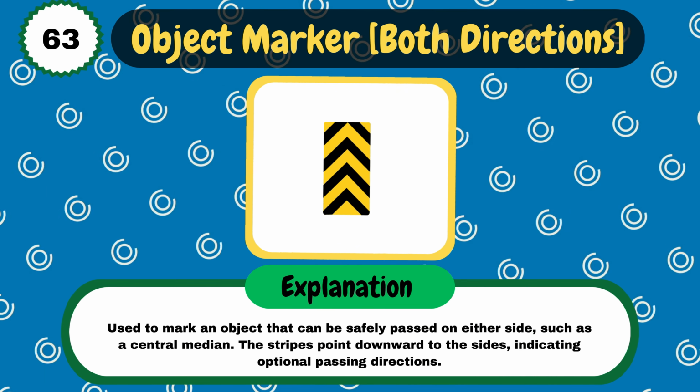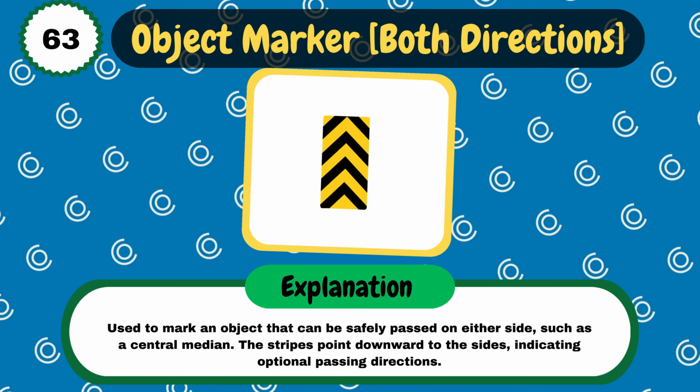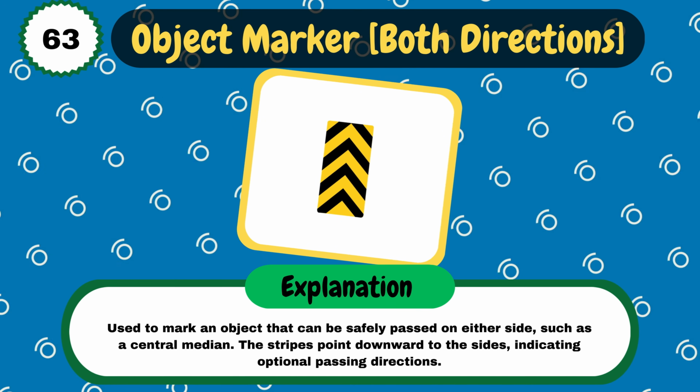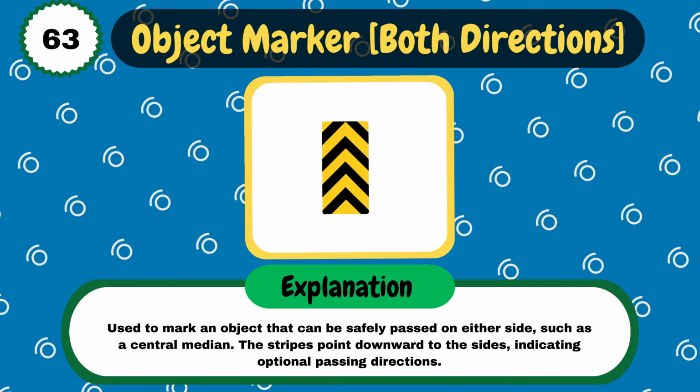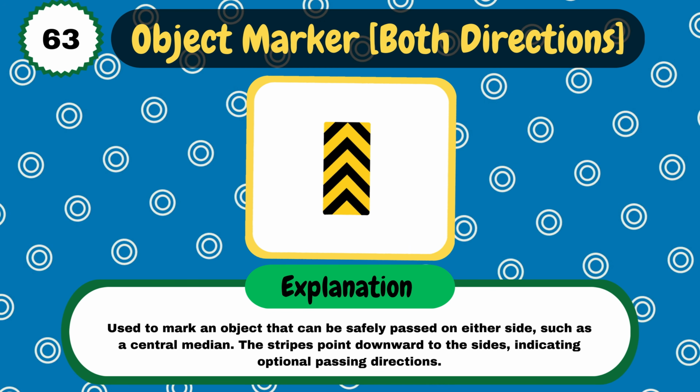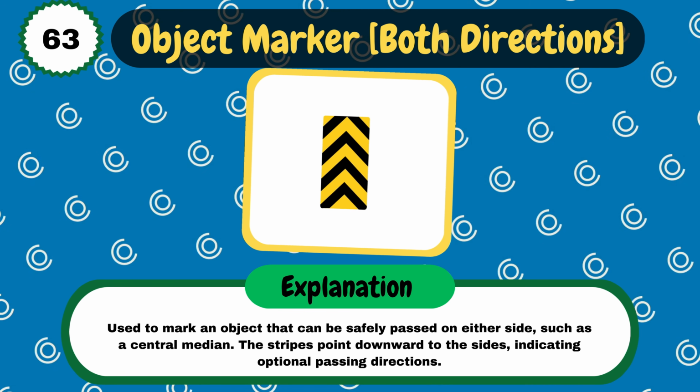This is the object marker, both direction sign, and it means an object, such as a median or traffic island, can be passed on either the left or right side. Drivers should observe their lane markings and pass safely without swerving.